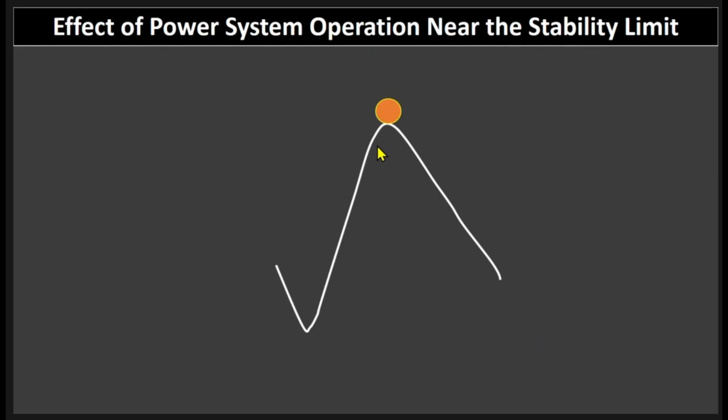Now imagine the same football, but this time it is balanced at the top of the mountain. In this case, even a small push is enough to make the football roll down and fall off completely. This represents the power system operating very close to its stability limit. In this condition, the rotor angle is close to 90 degrees and the system is heavily loaded. Even a small or minor disturbance such as a small increase in load or a minor voltage fluctuation can cause the system to become unstable.